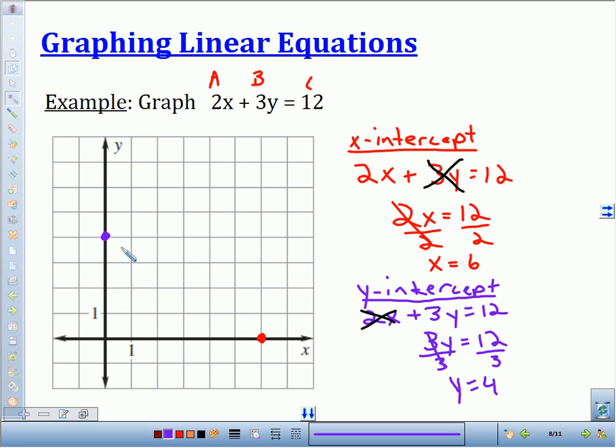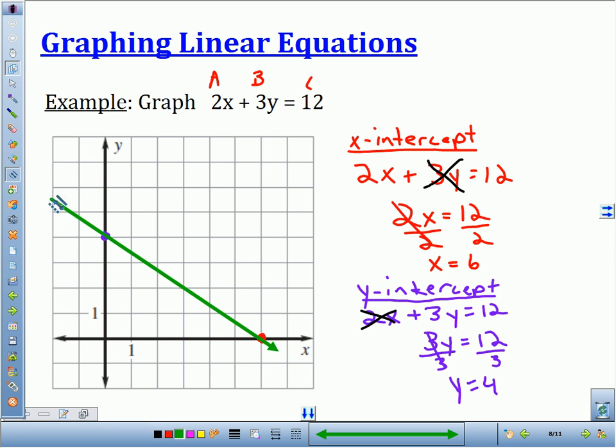I have an x-intercept, I have a y-intercept. As I said before, anytime I have 2 points, I can graph the line. So I'm going to graph this line. And there it is. This is the line for 2x plus 3y equals 12.